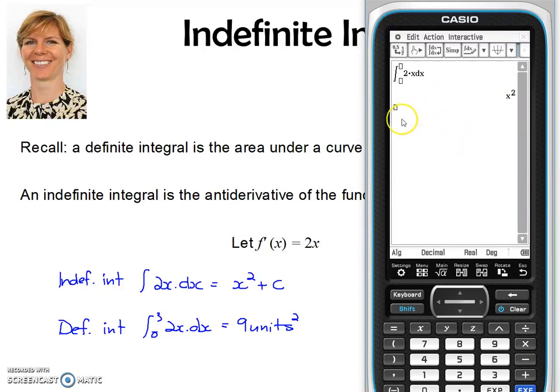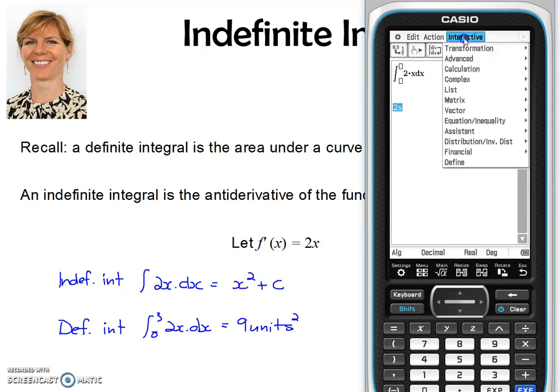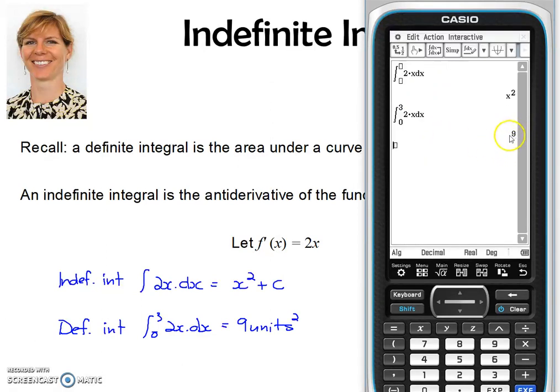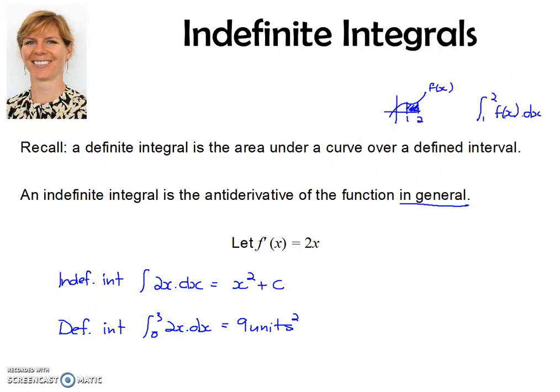The other way you can do it, which I showed you in the previous video, but I'll go through again, is to do a definite integral. So calculation, and now we pick definite, and say we want to go between 0 and 3, and that gives me my answer of 9. So that's your area under the curve of 2x between 0 and 3. That's the difference between indefinite and definite integrals.